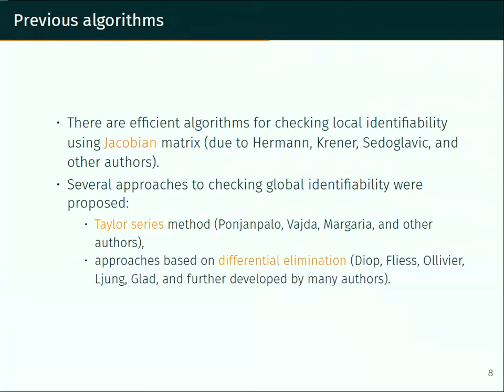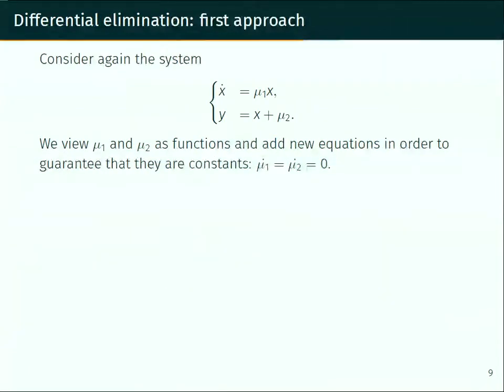Roughly speaking, you can divide them into two different parts, depending on how you think about parameters. The first part, and historically it is the first, is the following. Let's return to our system with exponent and shift that we have already seen. They say: let mu1 and mu2 also be functions, but constant functions. So they add two new equations, mu1 dot is 0, mu2 dot is 0. In this situation, we have four differential equations.